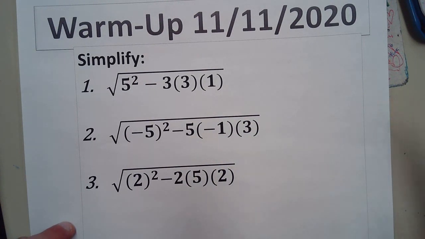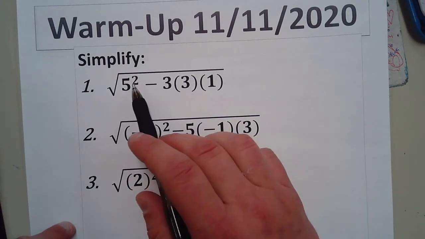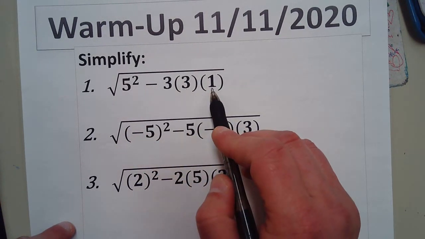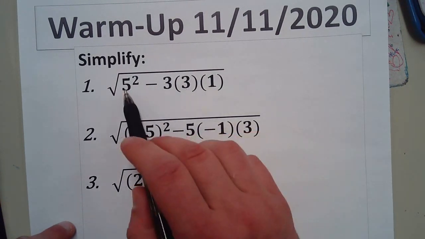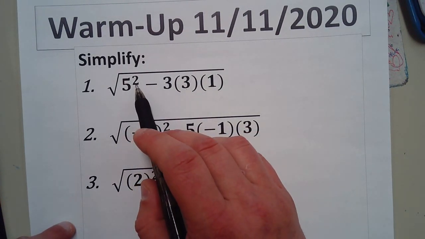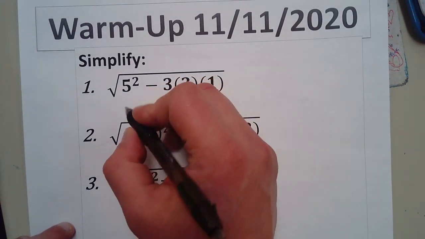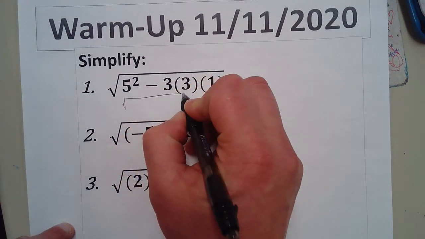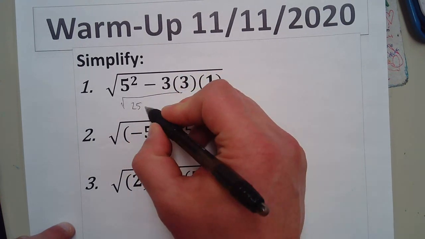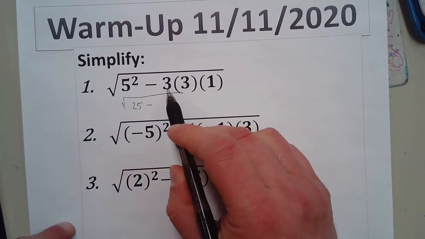So we say parentheses, exponents, multiply, divide, add, subtract. So parentheses wise, there's nothing in these parentheses we need to do. There is an exponent that we should be dealing with here. So that's going to be 25. So if we're looking at this, we're kind of simplifying things. That's going to be 25 minus, and we can go ahead and multiply these out.